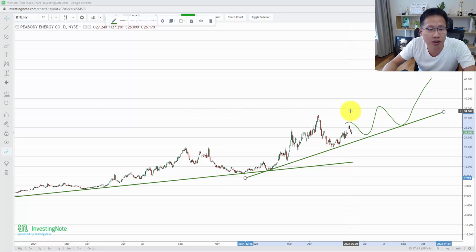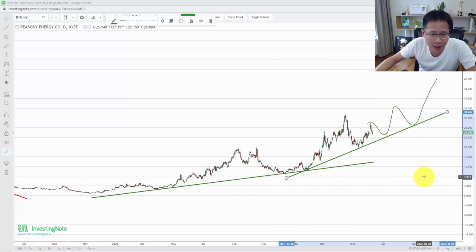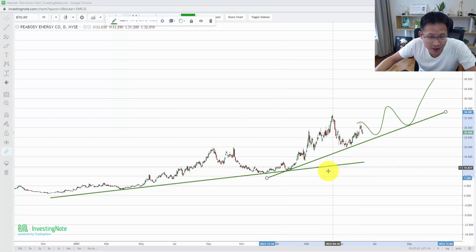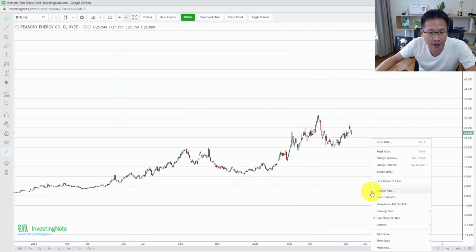And how do we time our entry and exit? We would use what we call the horizontal support and resistance levels. Let me show you what I mean. In this case, you can see that we are pretty much in an uptrend. We have this line here, this line here. Let me remove this line so it's a bit cleaner. All right, it's a little bit cleaner.